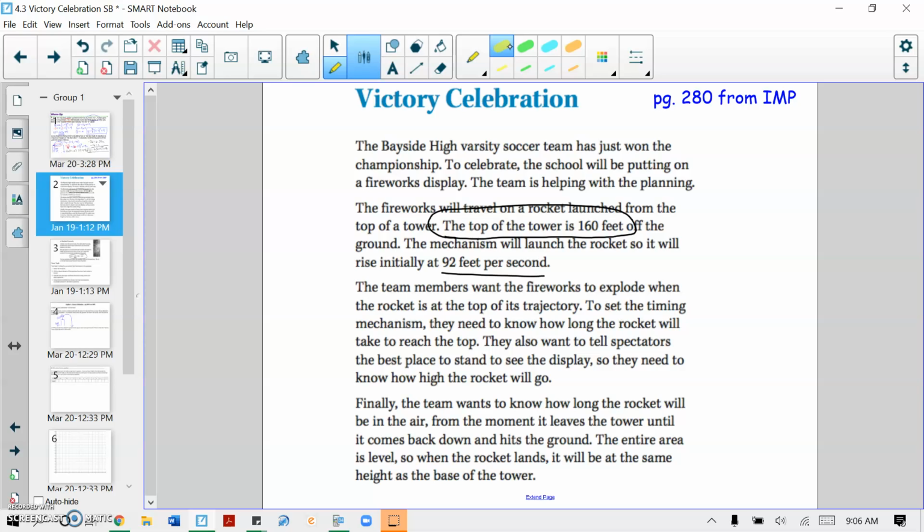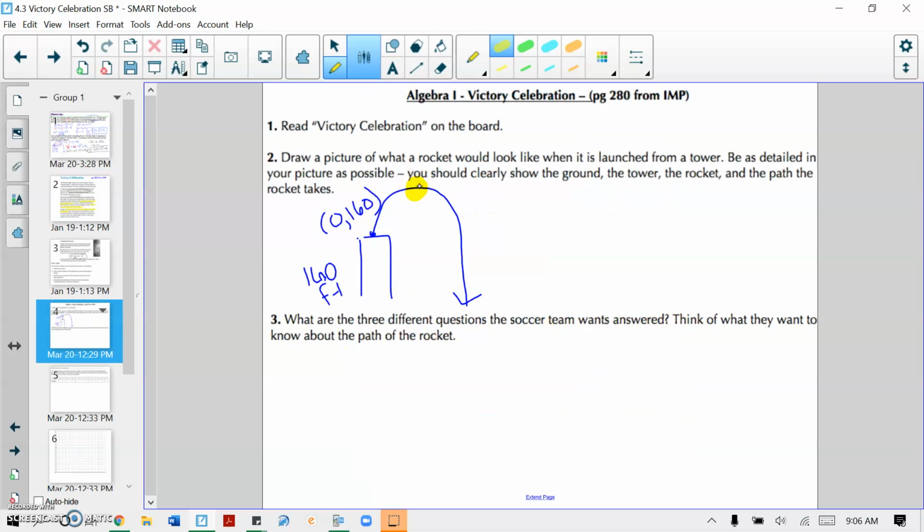They want the fireworks and the timing to explode right up at the top, okay? So they need to know how high the rocket will go, so what's the height? How long will the rocket be in the air total, okay? And they need to know when it will reach its highest point. So I think that was, how long the rocket will take to reach the top. Okay, so basically, if you're thinking of it this way, we need to know this point right here. How long does it take for the rocket to get to that highest point? And what is the highest point? How many feet in the air?